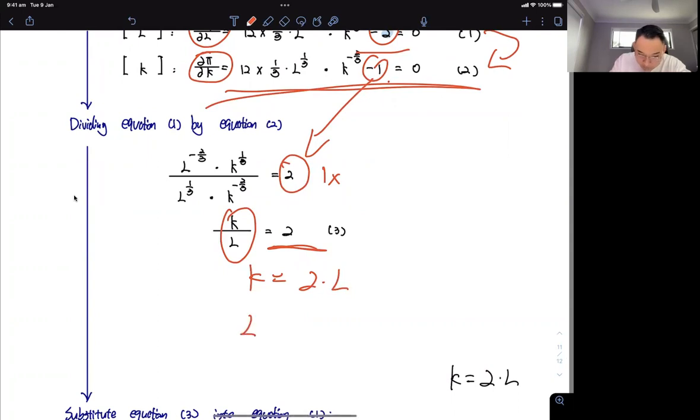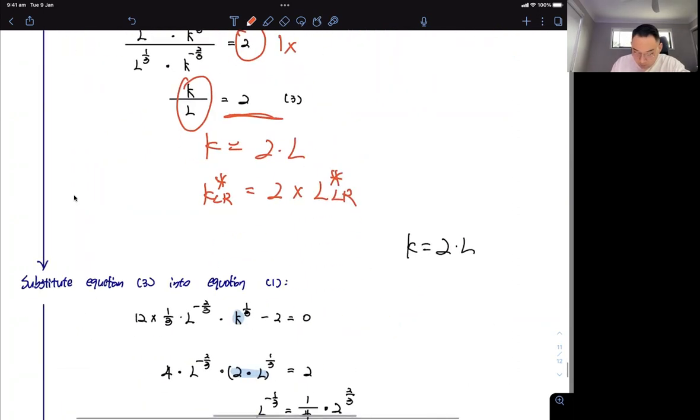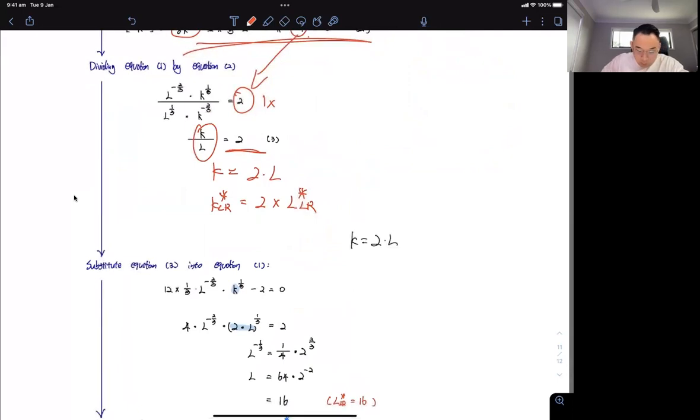Also means K star long run will equal 2 times L star long run, okay? Easy. So the next thing we need to do, exactly the same as before, is substitute equation 3, which is K equals 2L, into equation 1.